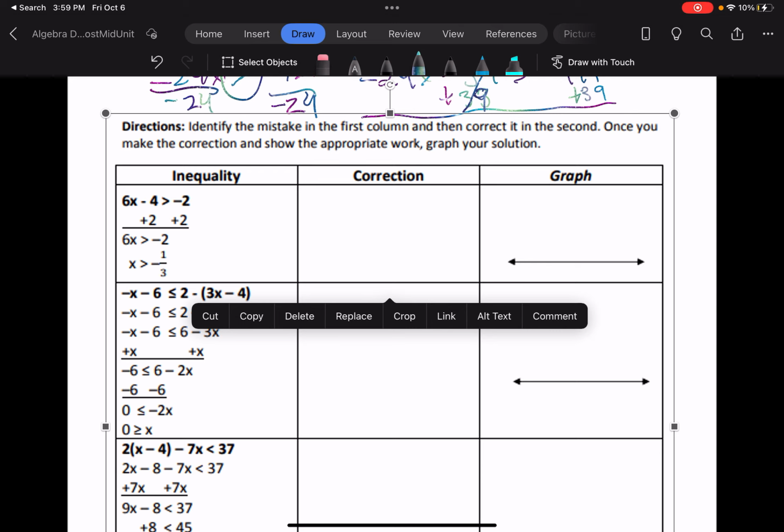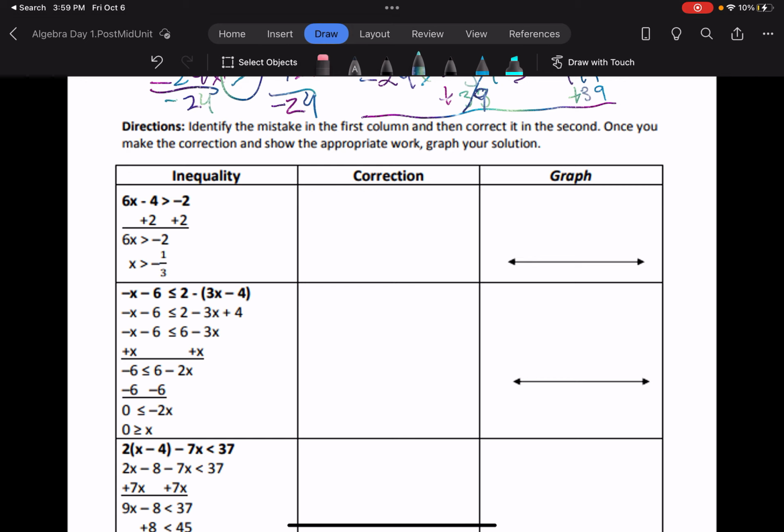So this is giving you some examples of inequalities, and you need to figure out what they did wrong and fix them. So for this first one, they added 2 to both sides. That's not what we want to do. So the correction would be 6x minus 4 is greater than negative 2. We're going to add 4 to both sides. And this will then give us 6x is greater than positive 2. Divide both sides by 6. X is greater than 1/3. Okay, and then so you can write 1/3, it's greater than, so open circle and to the right.